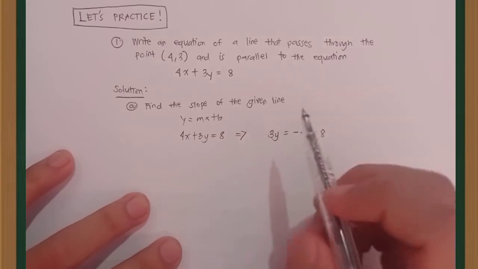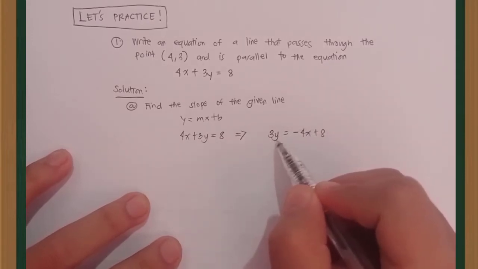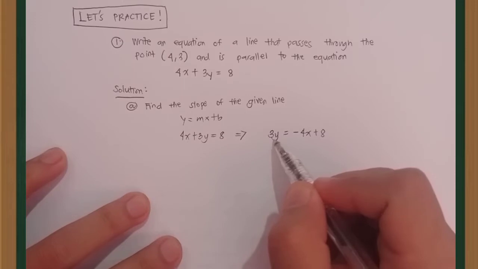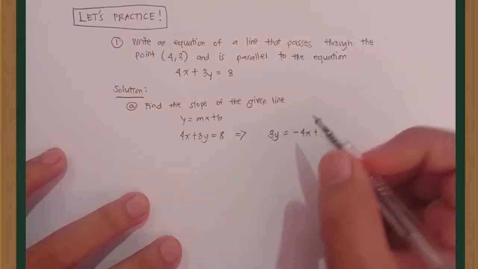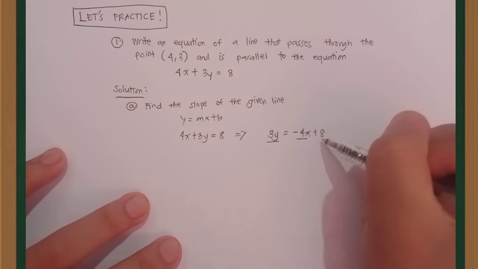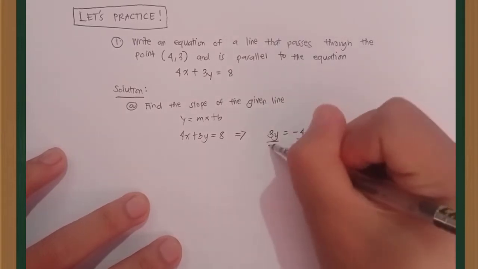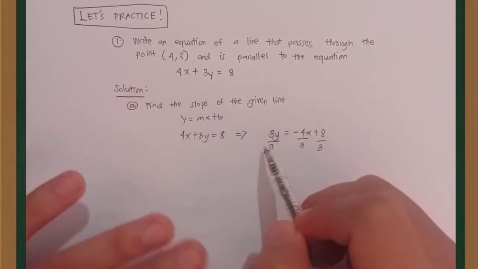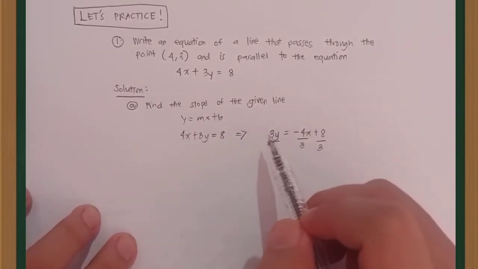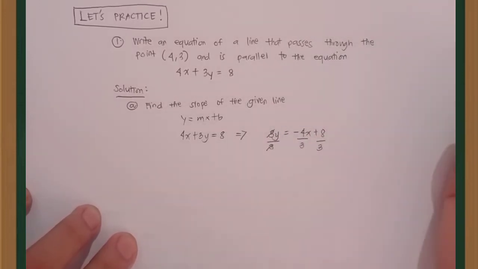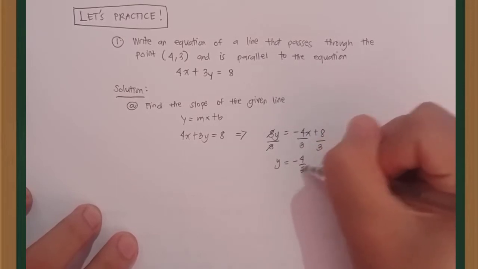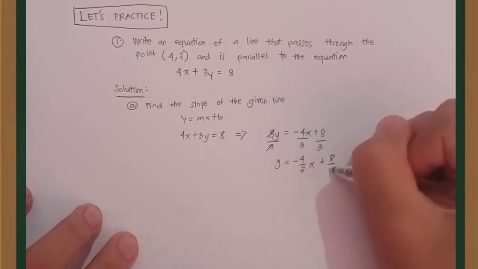But we need to eliminate the numerical coefficient beside the y, which is 3. To remove it, we divide both sides. Each term is divided by 3, so divide 3, divide 3, divide 3, so that only y remains on the left side. Cancel this one. So what is left? y equals negative 4 over 3 x plus 8 over 3.